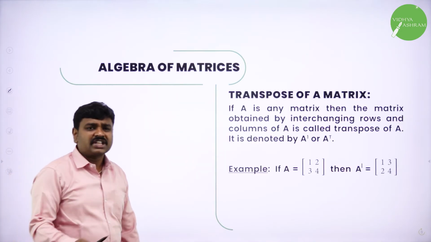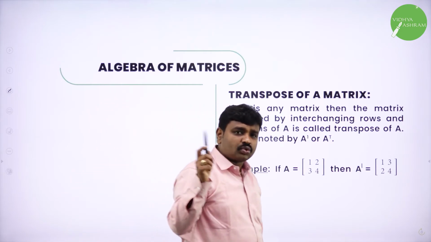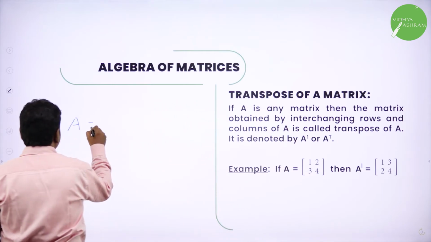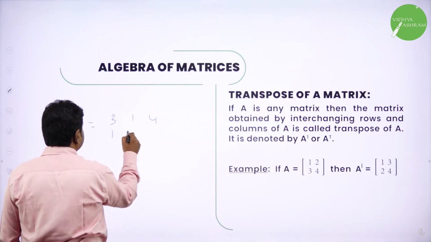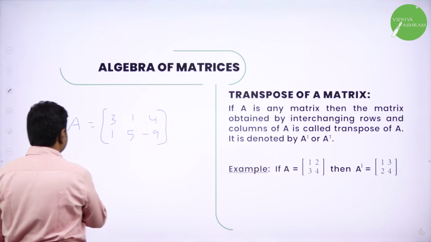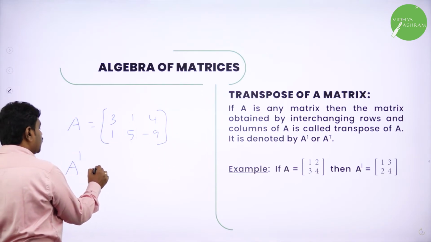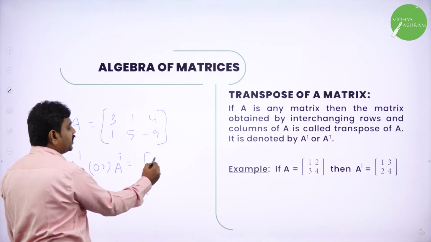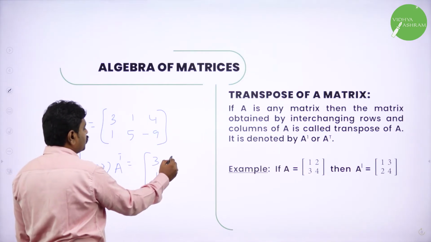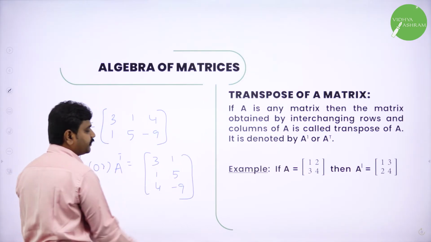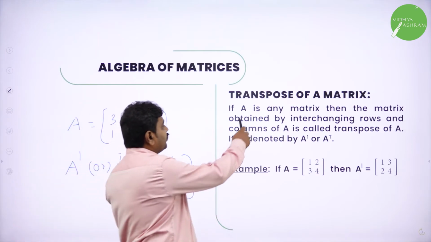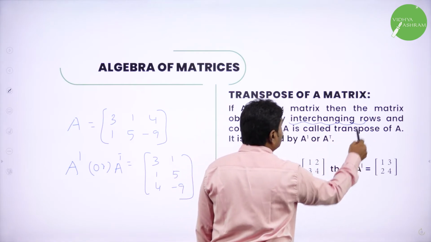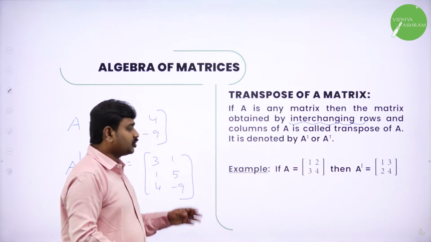Transpose of a matrix. Transpose means what? Transpose of a matrix is obtained by interchanging rows and columns. Suppose I give matrix A equal to 3 1 4, 1 5 minus 9. If I ask you to do transpose, it is represented by A dash, or you can write A power T, both are same. Change the rows to columns. What is the first row? 3 1 4, make it the first column. Change the second row to the second column, 1 5 minus 9, this is A dash. So what is meant by transpose? If A is any matrix, then the matrix obtained by interchanging rows and columns. Change the rows to columns, you will get the transpose.